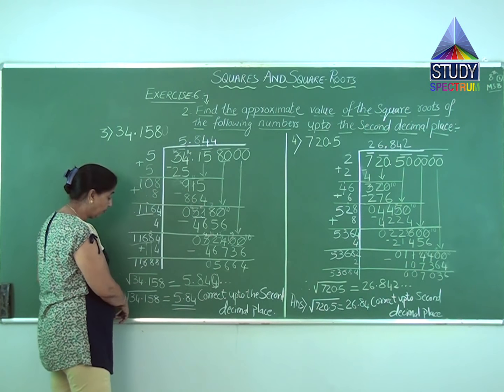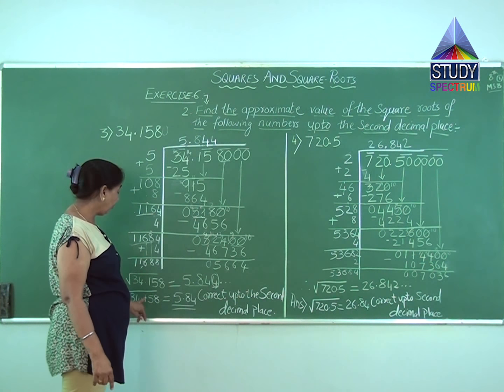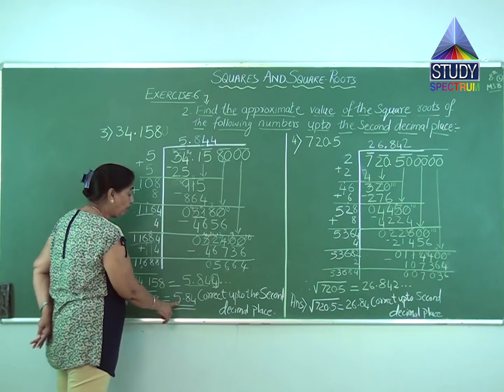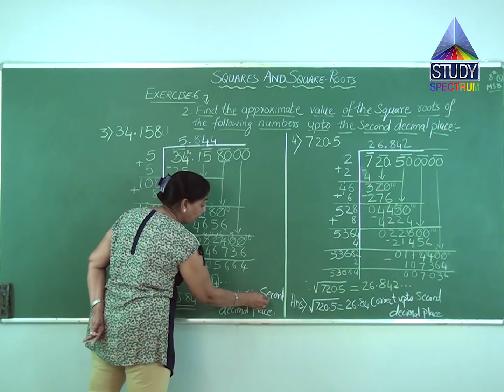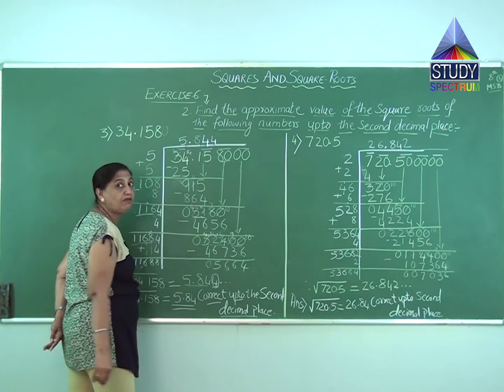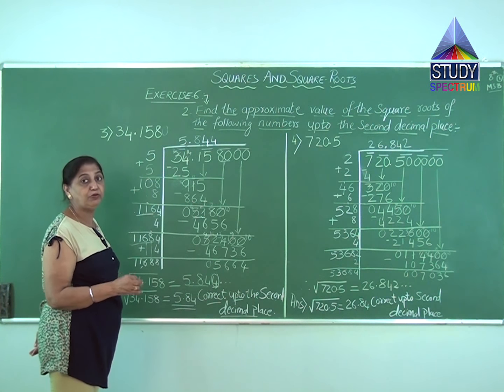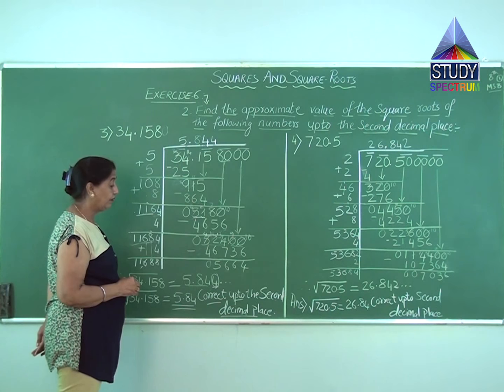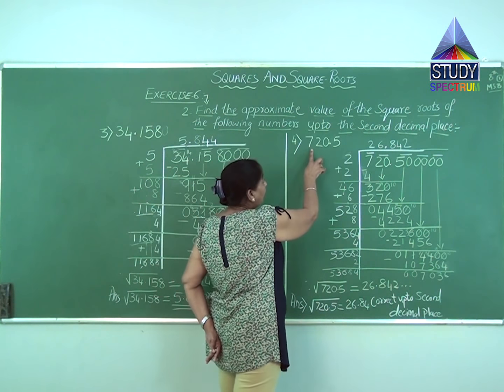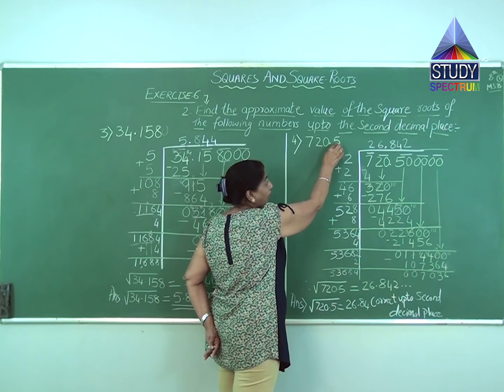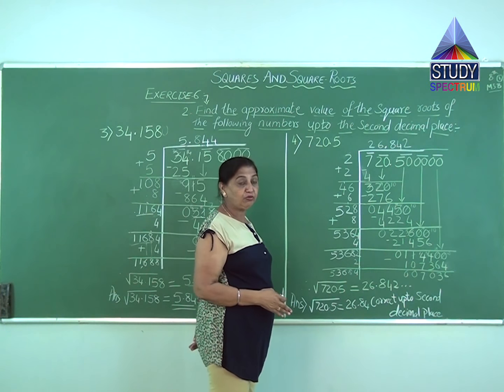So what is the answer of root of 34.158? It is 5.84. This is correct up to the second decimal place. So this is the approximate value up to the second decimal place. Now the last sum of this exercise, that is 720.5. This you have to find the square root.